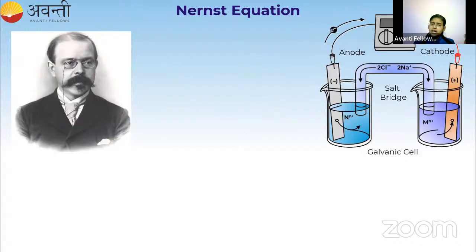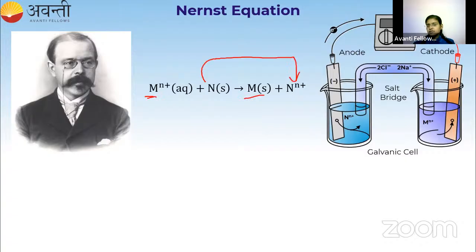Got it? So here I am going to take a general reaction in which M and N are the metal and metal ions. Here M is getting reduced and N is getting oxidized. N can be zinc and M can be copper; we can take any example. In the thermodynamics lesson of class 11, we might have studied one relation between delta G and Q. Can you give me the relation? Many of you remember that relation which relates delta G and Q? Any idea?